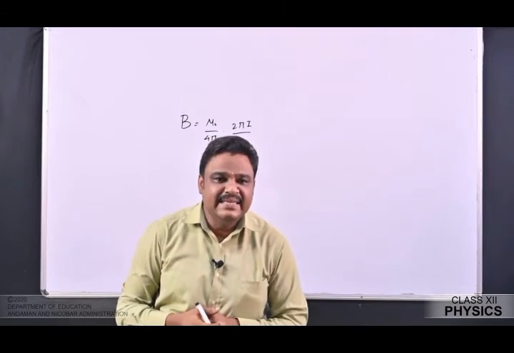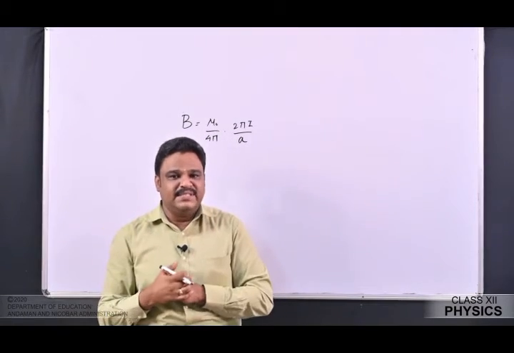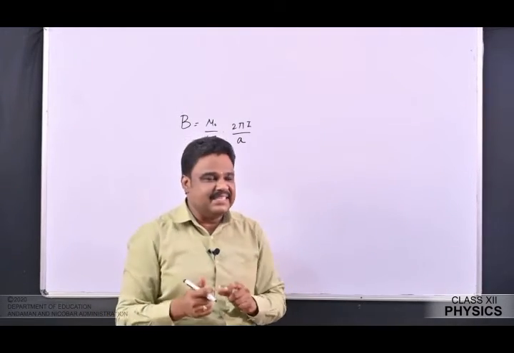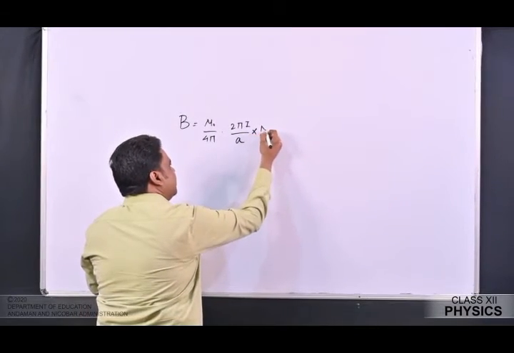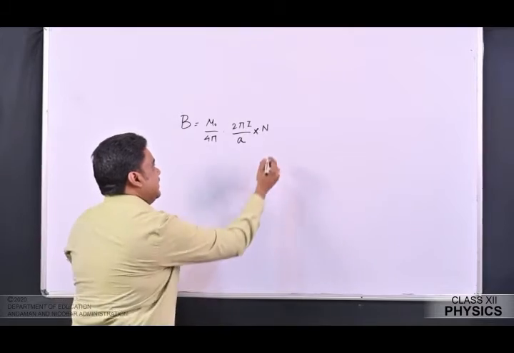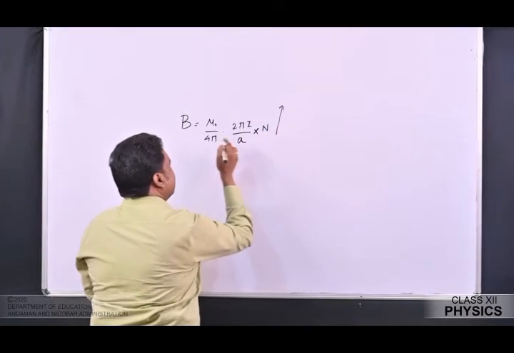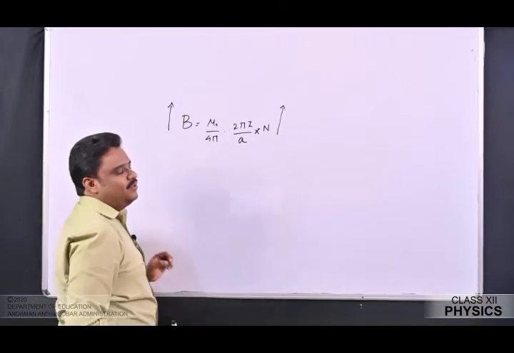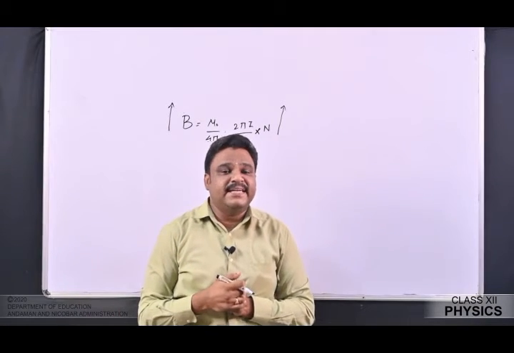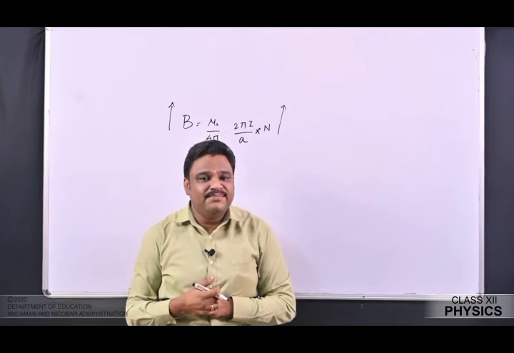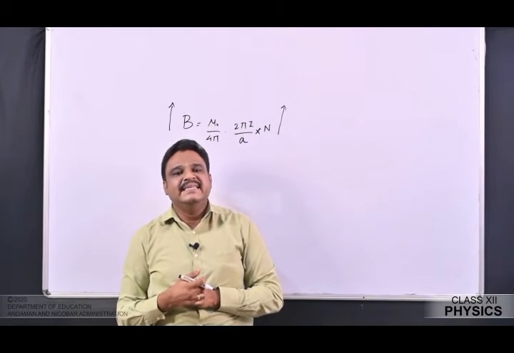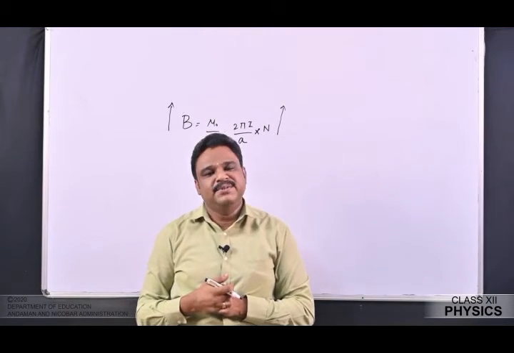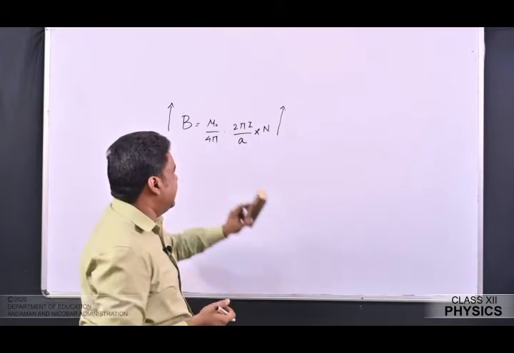Now they are asking, if we are increasing the number of turns, this means n is increased. This is for one turn. If there are n number of turns, I'm going to multiply it with n. So we are able to see if n increases, the magnetic field also increases. So the effect of increasing the number of turns on magnetic field produced due to a circular coil is that it increases with increasing number of turns. I'm going to get into my sixth question.